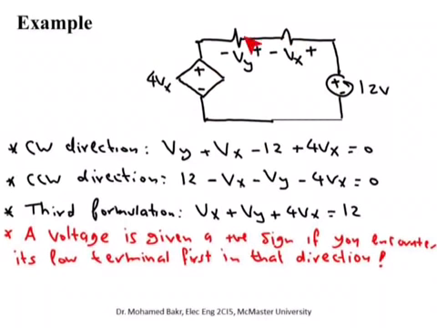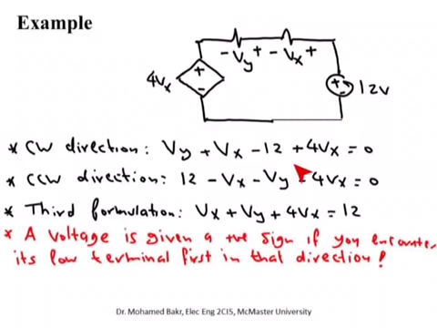When you go in the clockwise direction, when you move from negative to positive, you include the drop as a positive quantity. When you go from positive to negative, you include this negative quantity. So let's go around. Let's move in the clockwise direction. I'm going from negative to positive. This is going to be 4Vx, plus, I'm going from negative to positive, plus Vy. From negative to positive plus Vx. From positive to negative minus 12 is equal to 0.